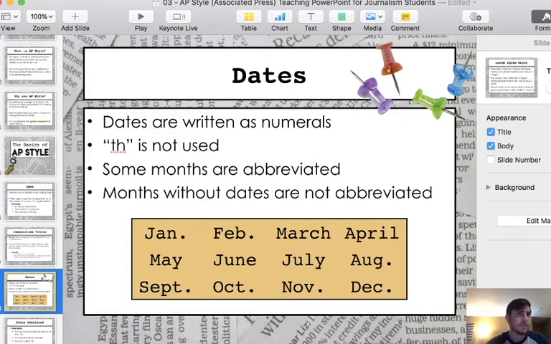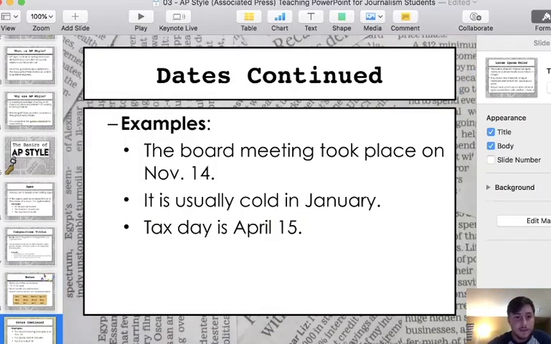But if I were to say Harvest Festival is on October 23rd, then you're going to abbreviate October and use numerals, 23, okay? But just 23. Don't say the RD. Does that make sense for everybody? We'll get into examples in a second.